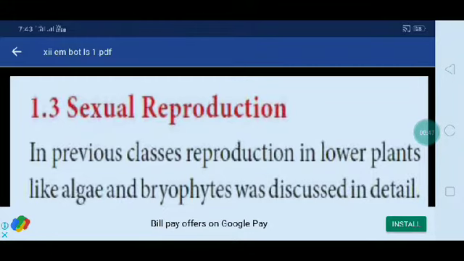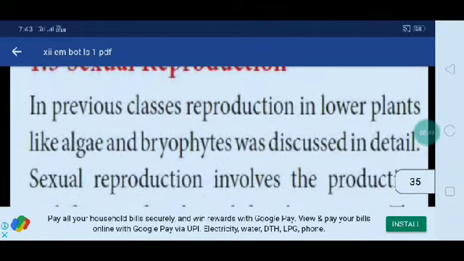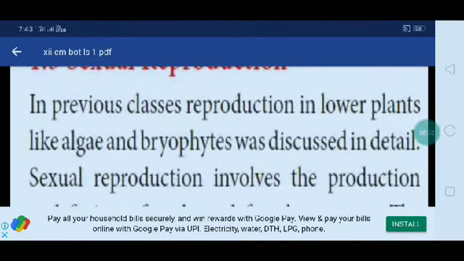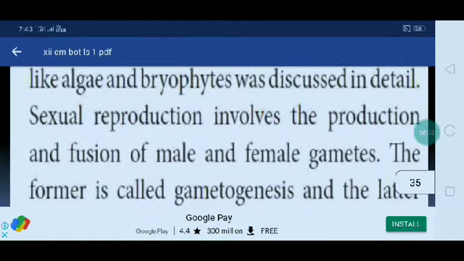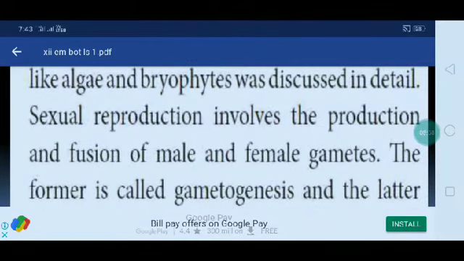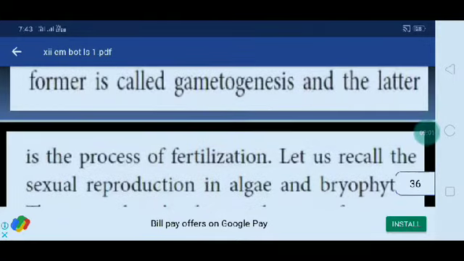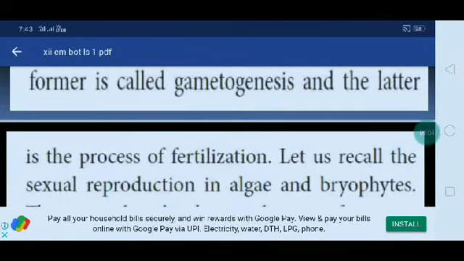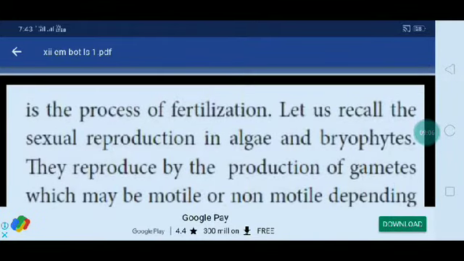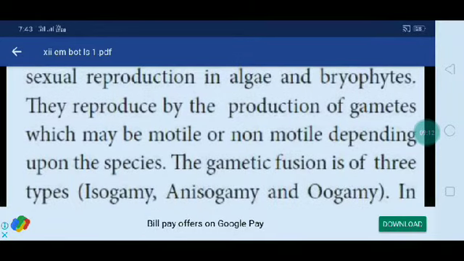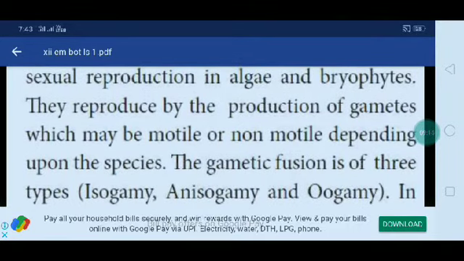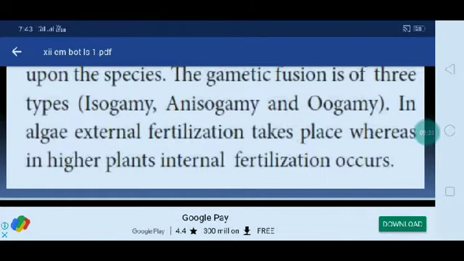In a previous class, reproduction in lower organisms like algae and bryophytes was discussed. Sexual reproduction involves the production and fusion of male and female gametes. The former is called gametogenesis and the latter is called fertilization. Let us recall sexual reproduction in algae and bryophytes. They reproduce by the production of gametes, which may be motile or non-motile depending upon the species. The gametic fusion is of three types: isogamy, anisogamy, and oogamy. In algae, external fertilization takes place, whereas in higher plants only internal fertilization occurs.